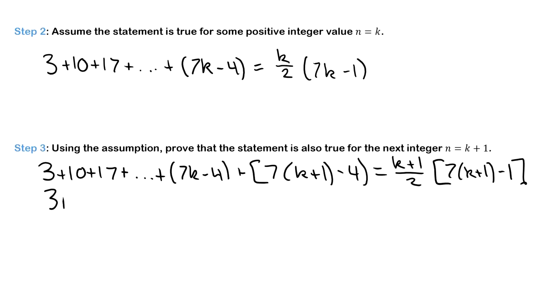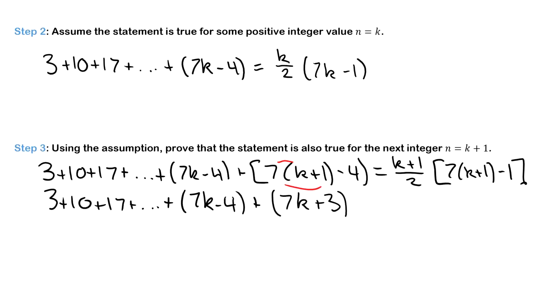simplifying. So we know 3 plus 10, this is all going to stay the same. Except if we expand this out here, we're going to end up with 7k plus 3 equals the k plus 1 over 2. Do the same thing over here, we can expand this out, and we end up with 7k plus 6.